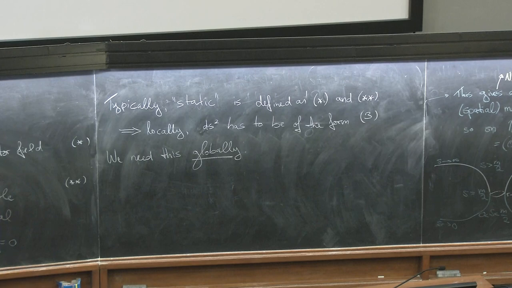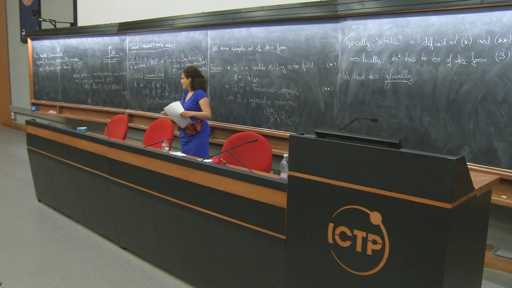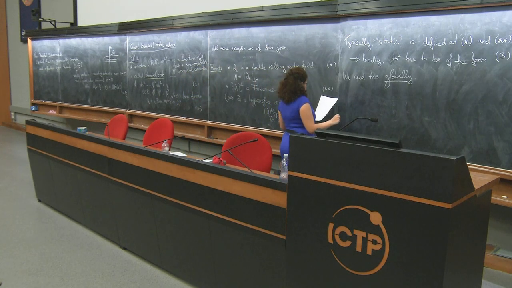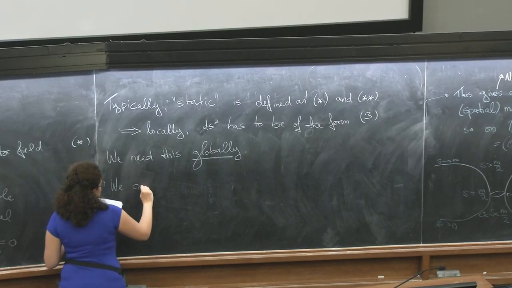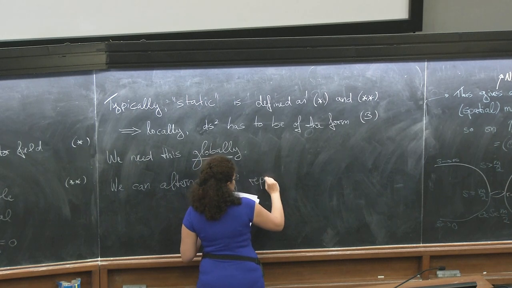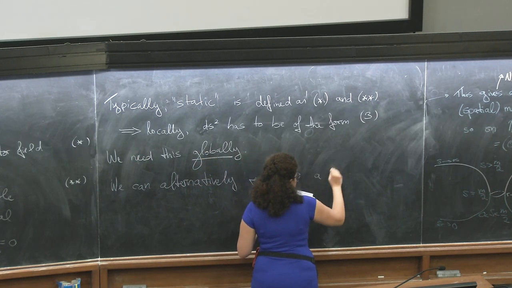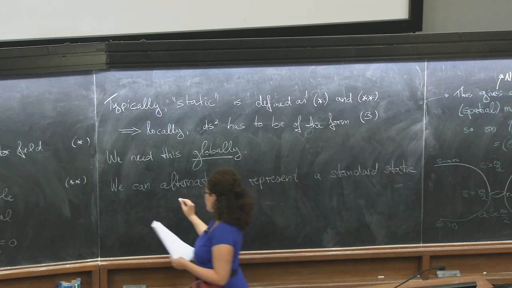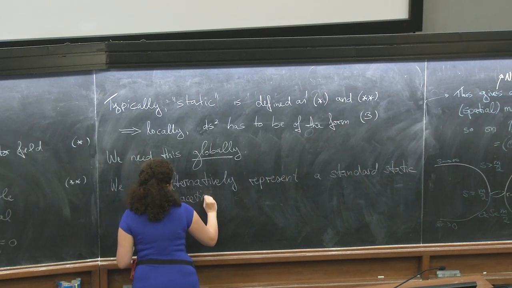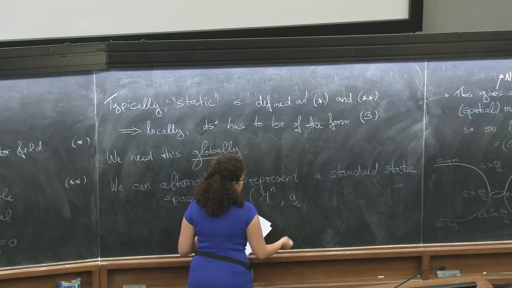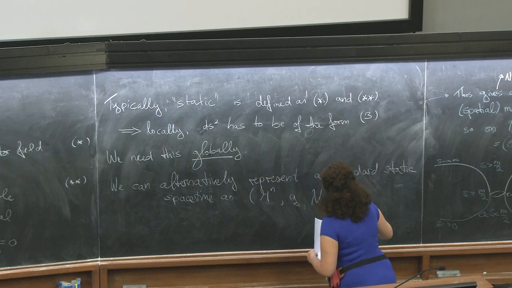Typically, people are very sloppy and use these two notions interchangeably, even though they mean global, and they would mean standard static, but they don't say it. So be careful when you read the literature there. And then also, we can alternatively represent the standard static spacetime as a system which has just the Riemannian manifold (M^n, g) and the function N. And such things are called static systems.